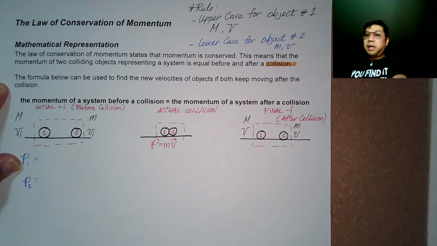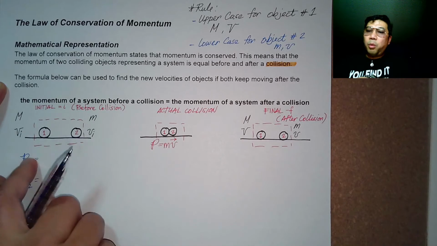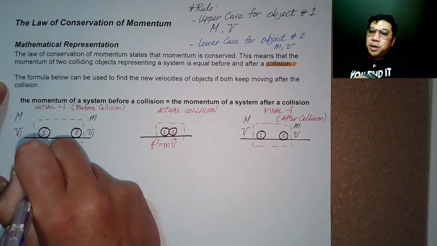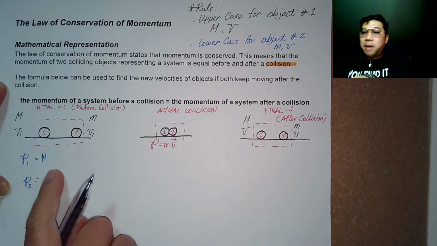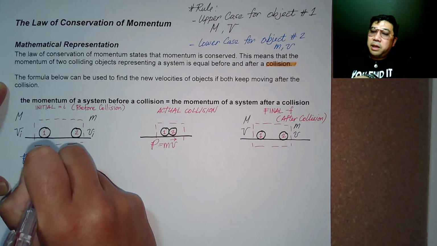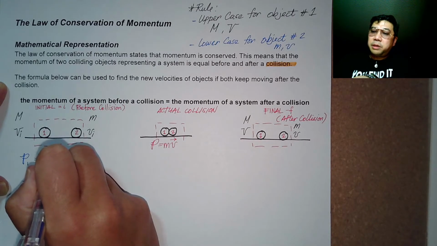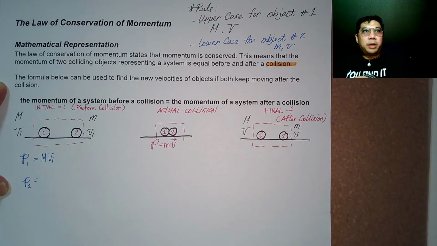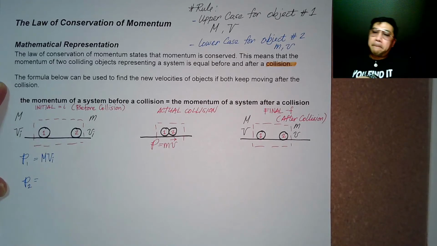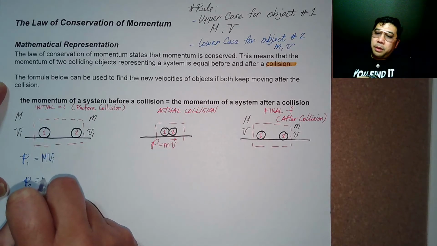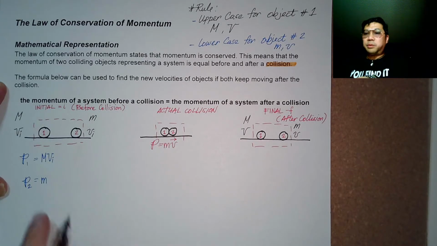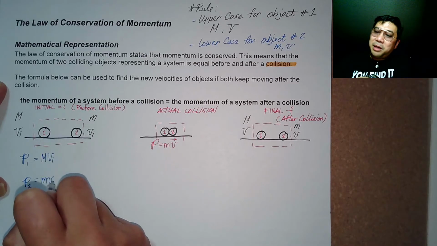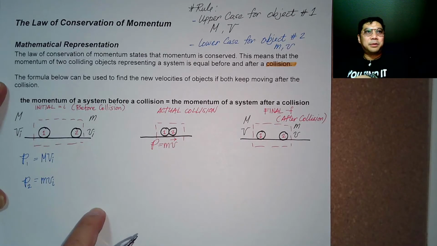Then we can say that since it is object 1, all we have to do is use the same equation, which is mass times velocity. So the mass of object number 1 is M, and the velocity before collision, or the initial state, is V sub I. So that will be our momentum for object number 1. For object number 2, we will use the designated mass, which is the lowercase m, and lowercase v sub I. So that's the initial condition.